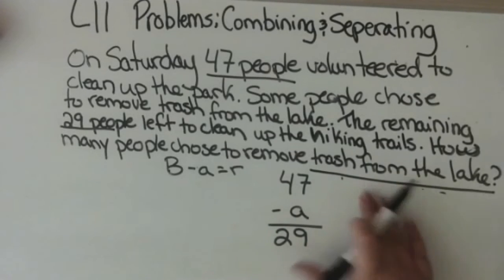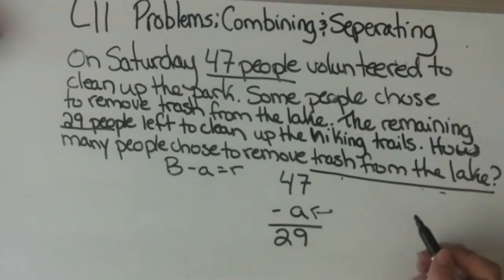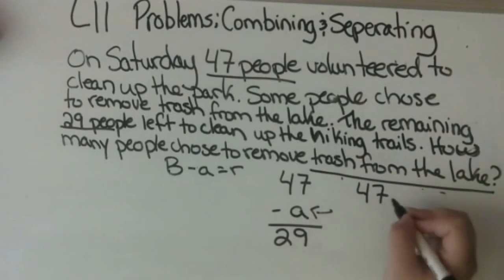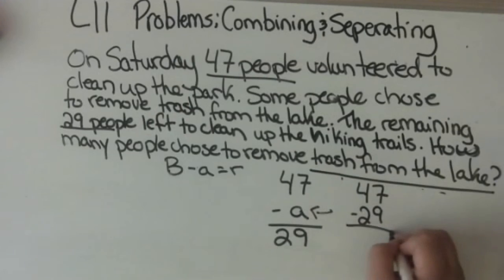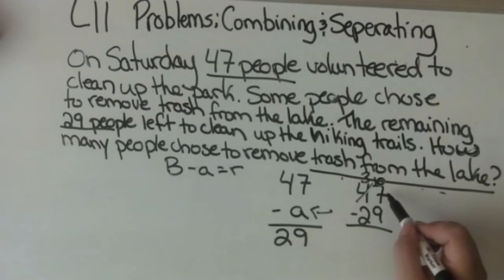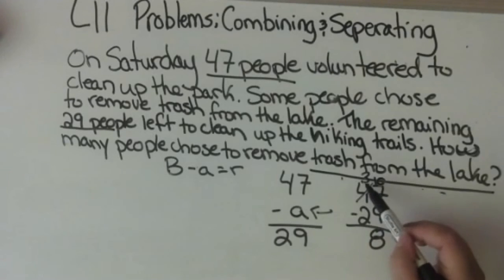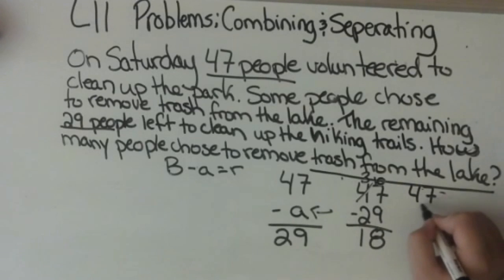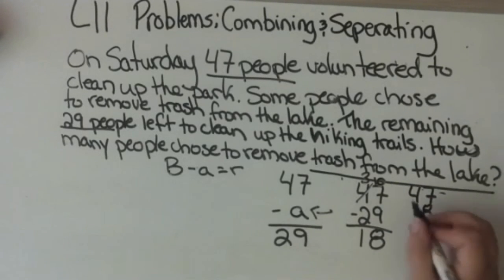What we need to do instead, because it is the sum went away that's missing, is we are just going to continue subtracting. So we're going to do 47 take away 29. 7 take away 9 we can't do. We're going to borrow from the tens column. This is now 17. 17 take away 9 is 8. 3 take away 2 is 1. 18 should be our missing number. So you should be able to do 47 take away 18 is 29.